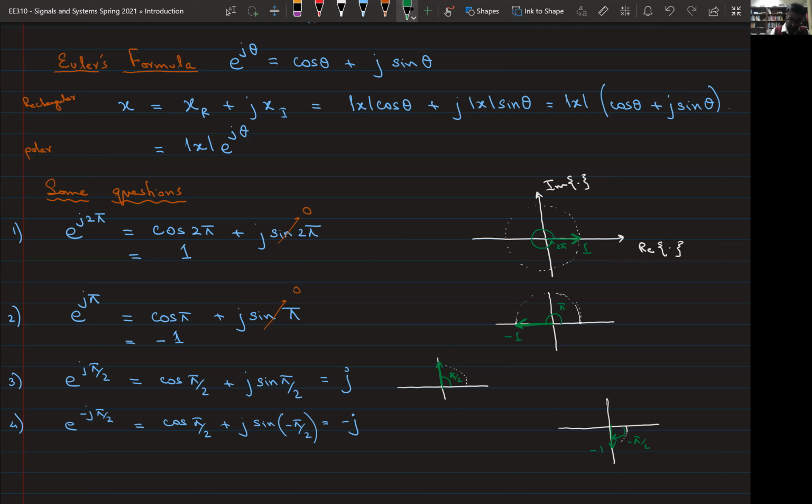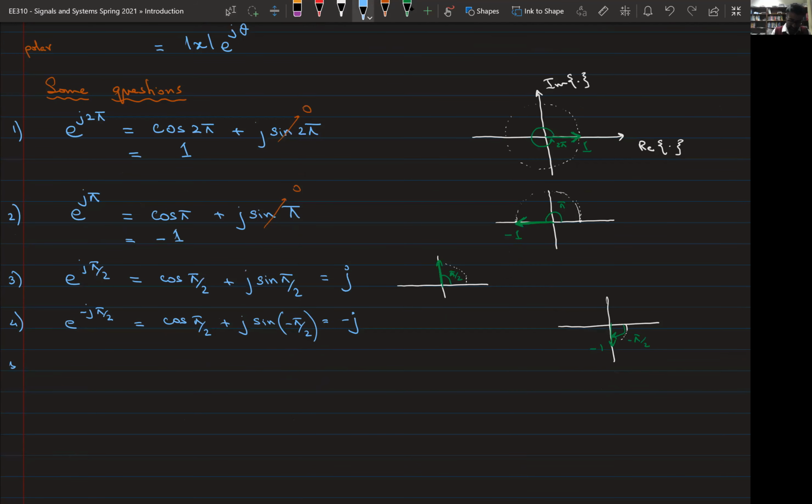Now, an important point here is, what is e raised to power j theta plus 2 pi? What do you think this is equal to? Where theta is any arbitrary angle. I mean, theta could be anything between 0 and 2 pi. But all I've done is there's an arbitrary angle theta, e raised to j theta, and then I've just added 2 pi on top of it. What do you think this would be equal to? Sir, cos theta plus 2 pi plus j sine theta plus 2 pi.